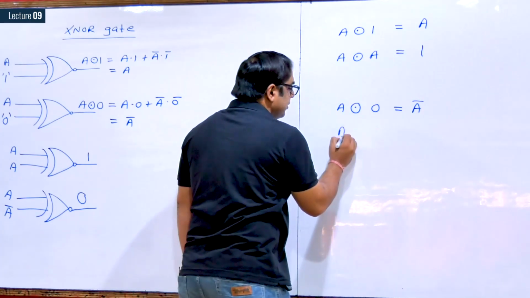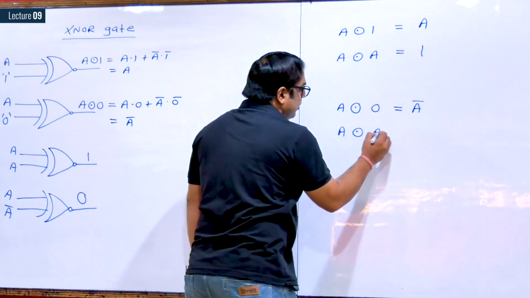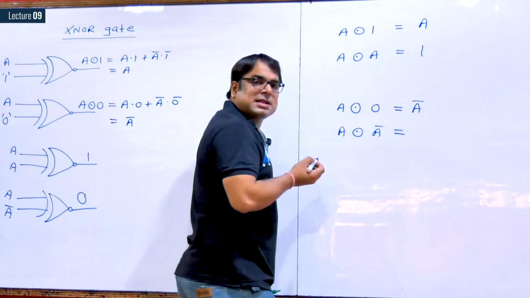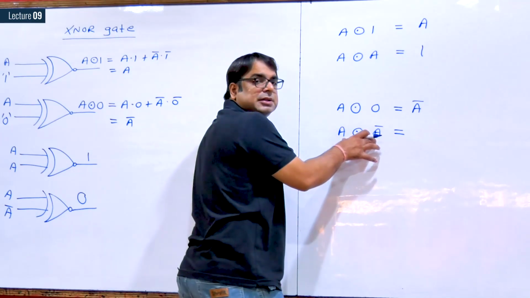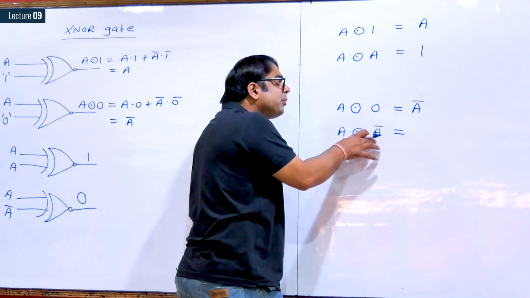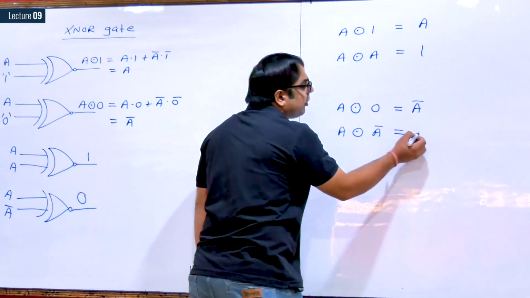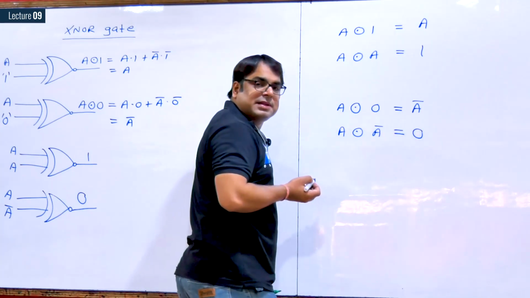Now see this one. A XNOR with A complement. Unequal inputs will not be detected. Will not be detected means it will become 0.